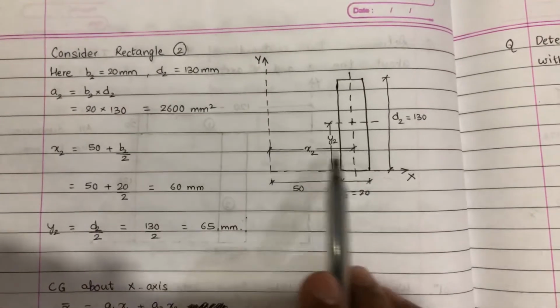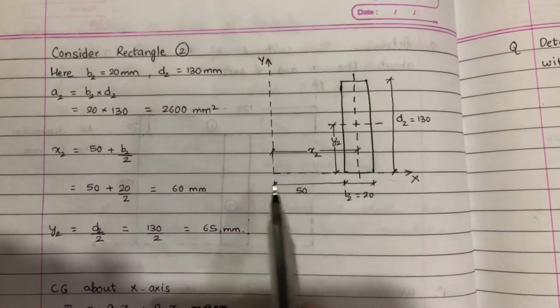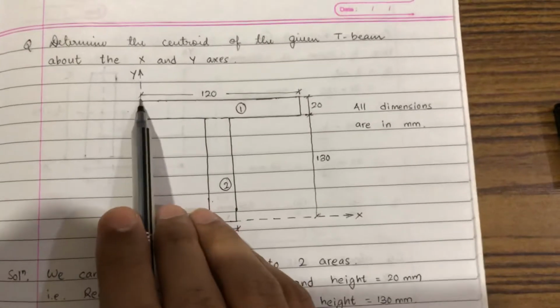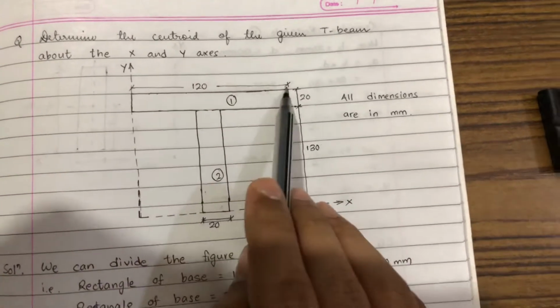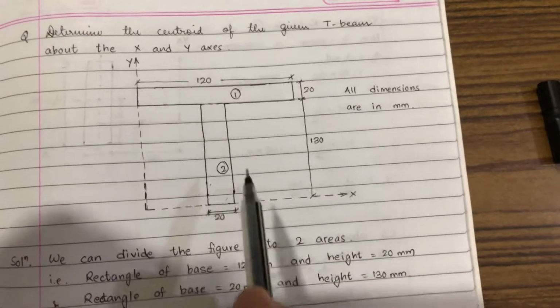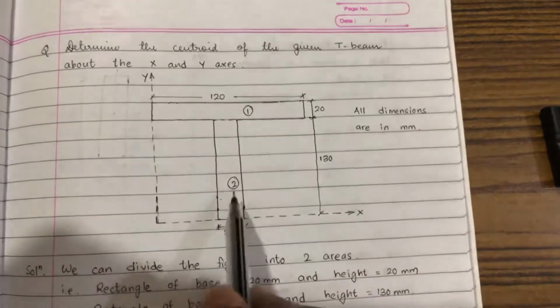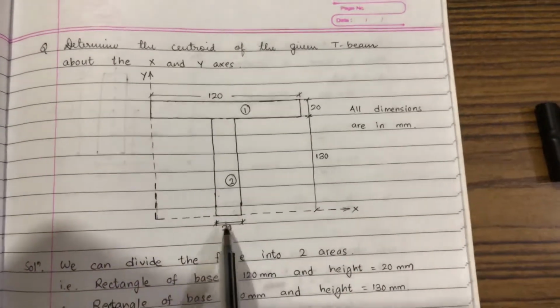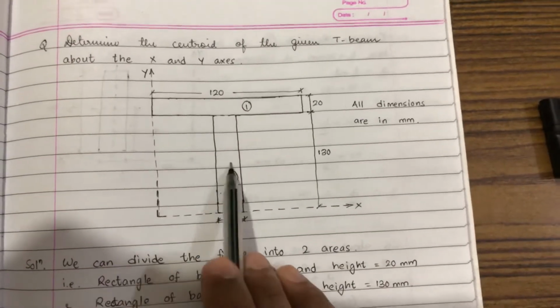Now this distance x2, we got this distance as 50. How did we get this as 50? You can see over here, this total distance is 120. This distance is 20. So in order to assume it as a symmetrical figure, if this is 120 and this is 20, then this will be 120 minus 20.